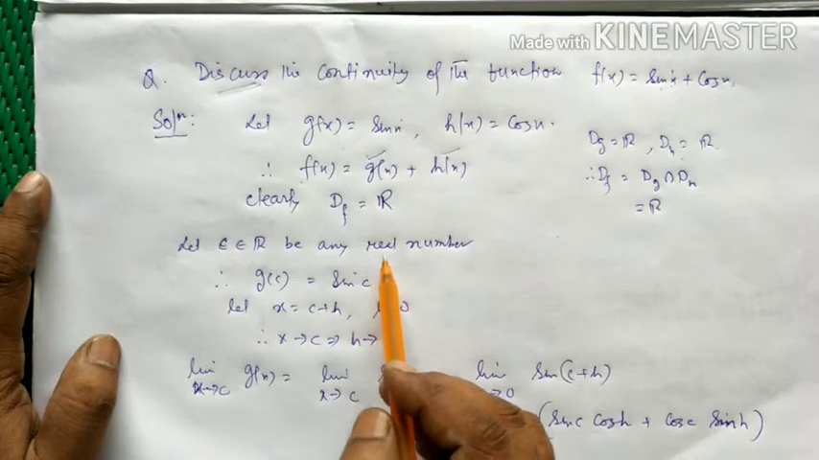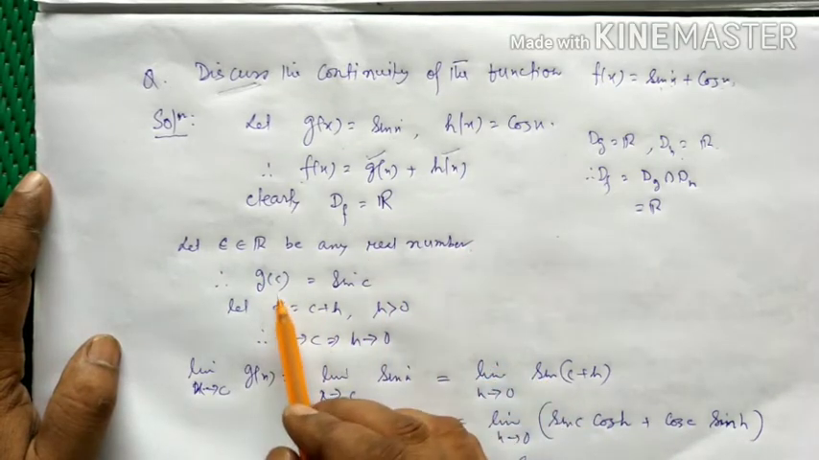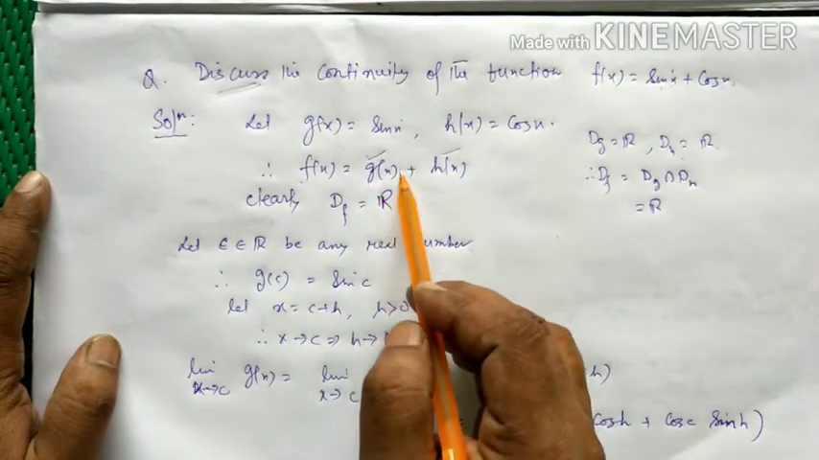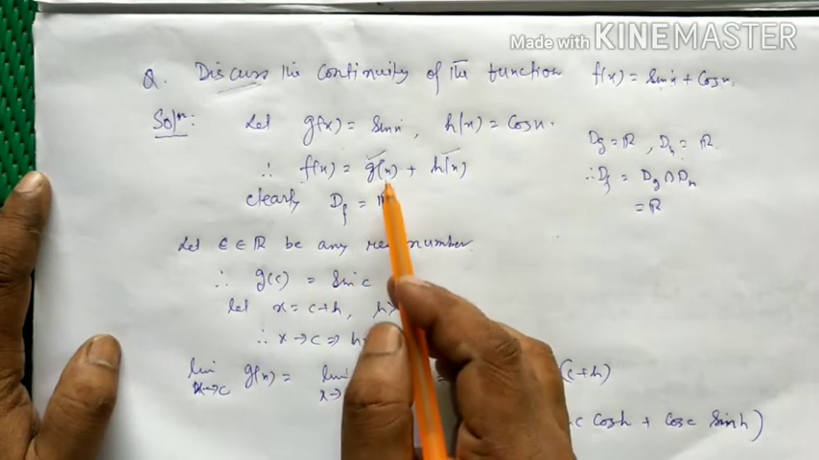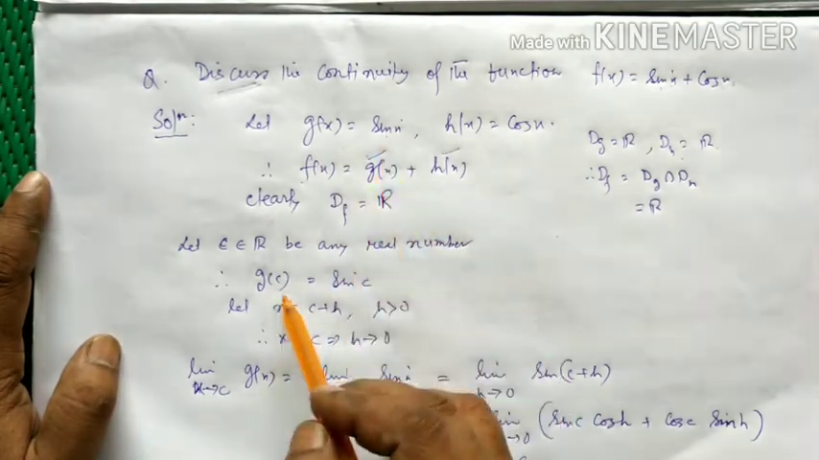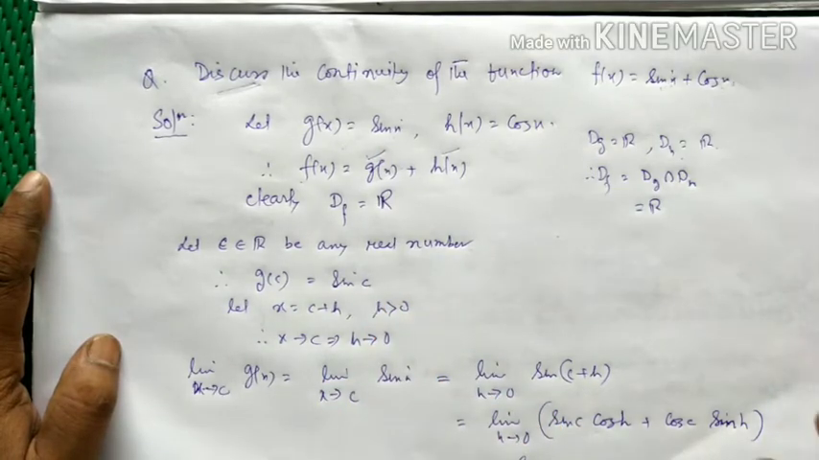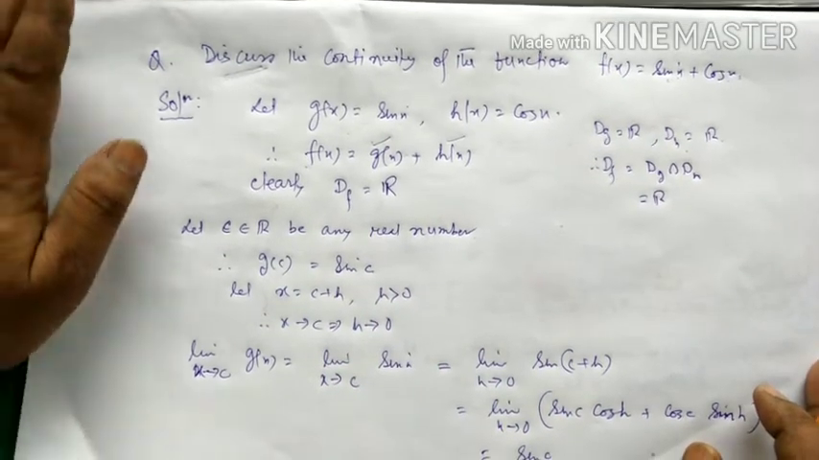Let c belong to R, any real number. Then first our aim is to show that g(x) is continuous. So what is the functional value at c? g(x) is equal to sin x, so g(c) is equal to sin c. This was the previous problem, okay? This was the same as the previous problem.